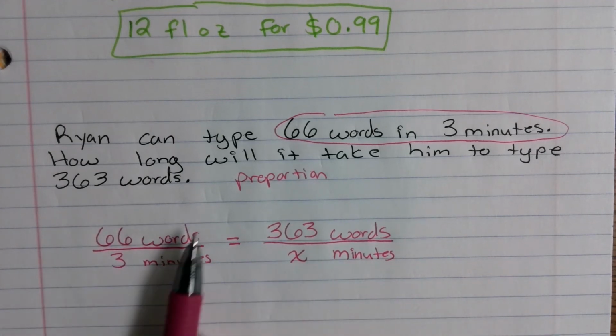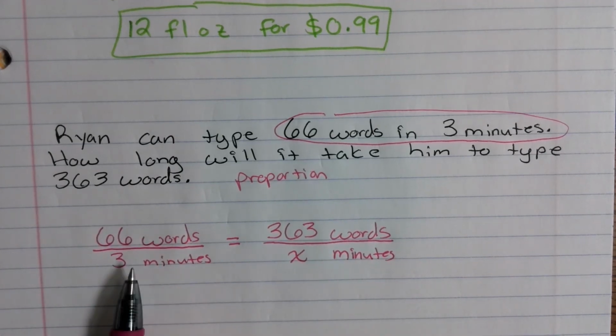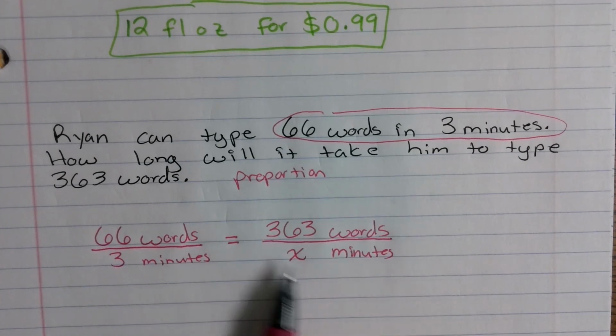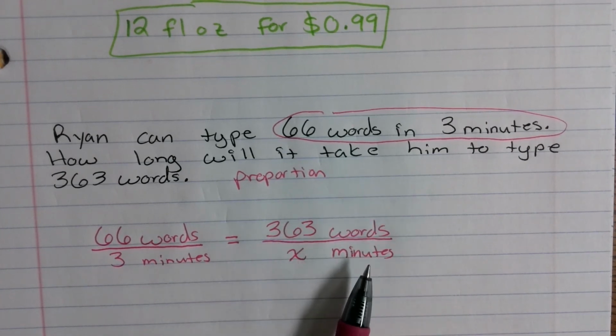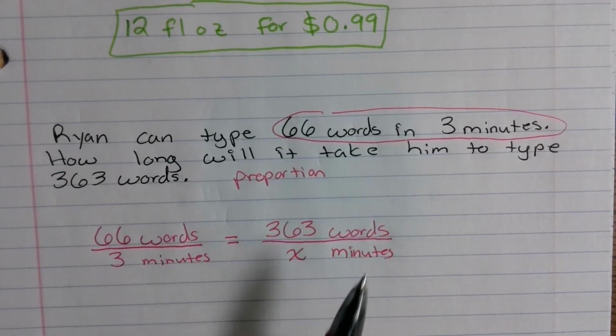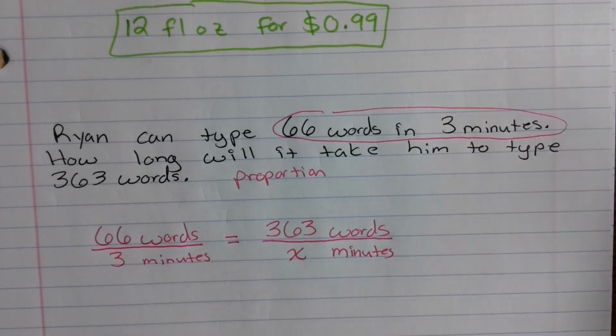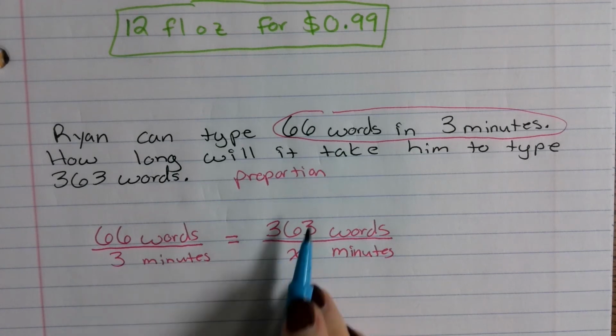You set up a proportion. Information that you know and information that you want to know. Information you know compared to information that you're wanting to know.